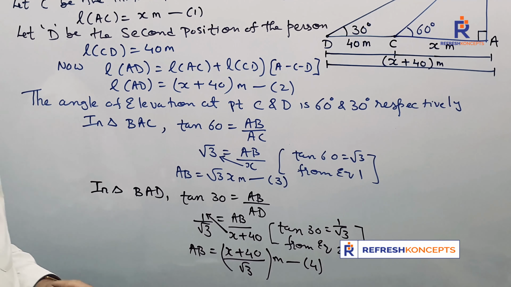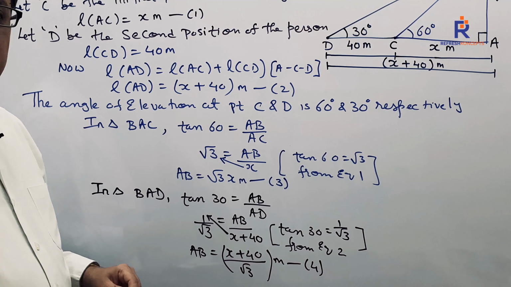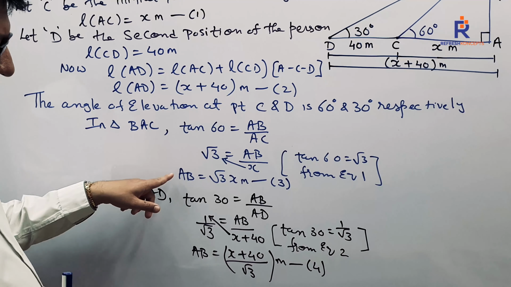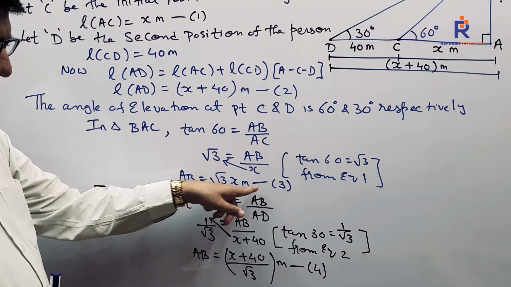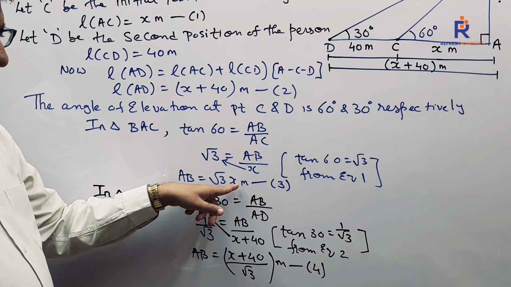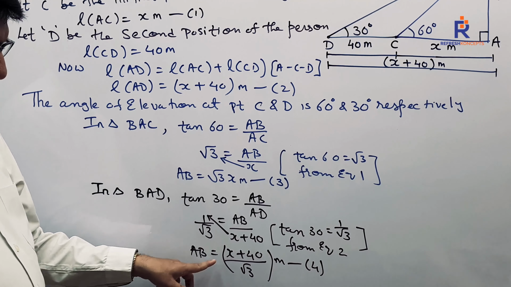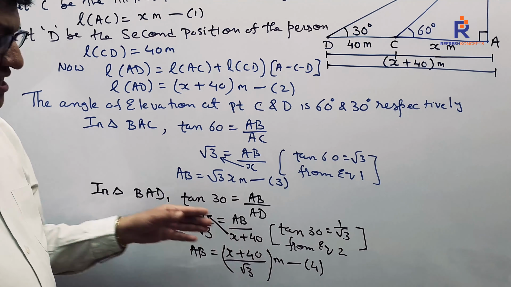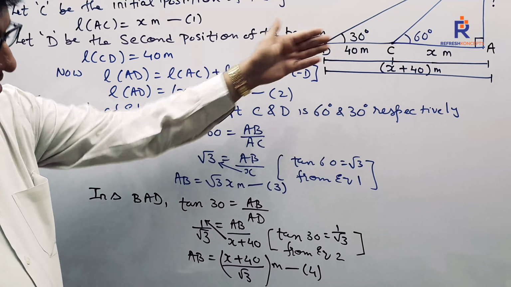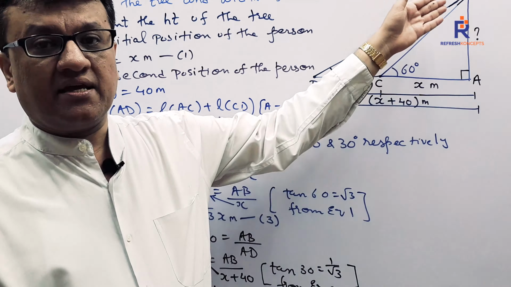Now, just 3-4 minutes back is what I stated, that we always try to bring equation in terms of common side, children. Did I say that? Here is what I'm trying to say. In equation number 3, we have AB, which is nothing but root 3x meter. Again, in equation number 4, we have AB only, which is x plus 40 by root 3 meter. This was the answer which we got in the smaller triangle. This is the answer we got in the bigger triangle.